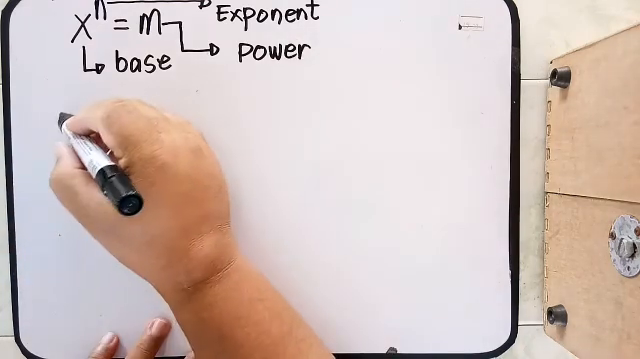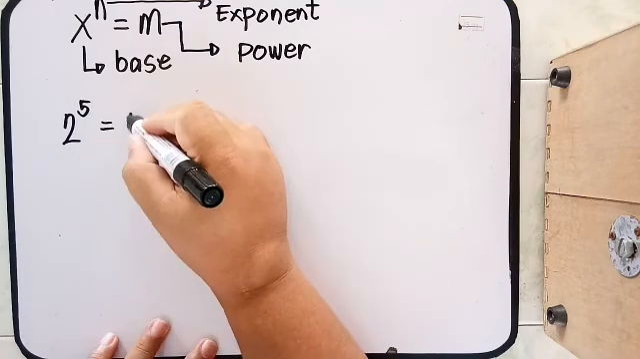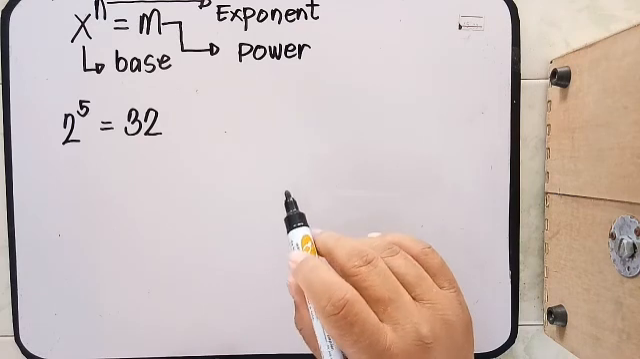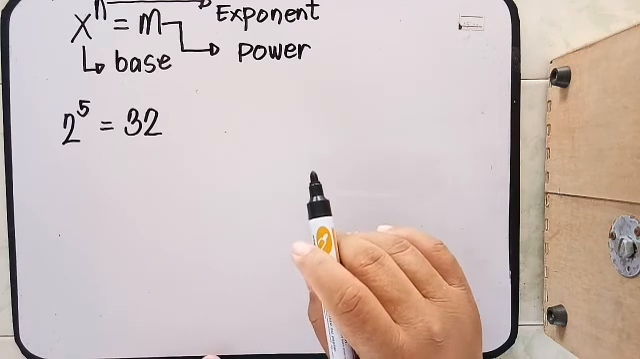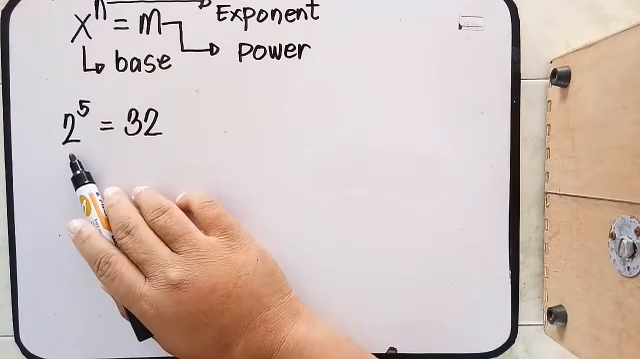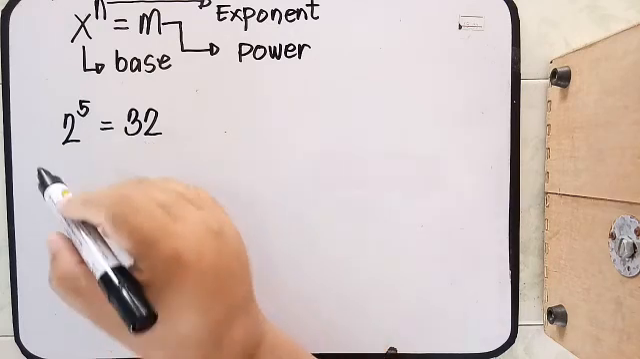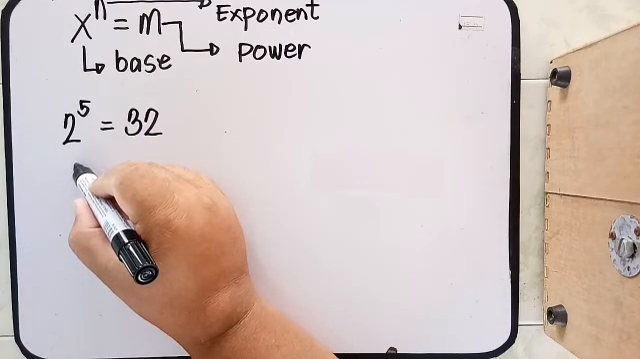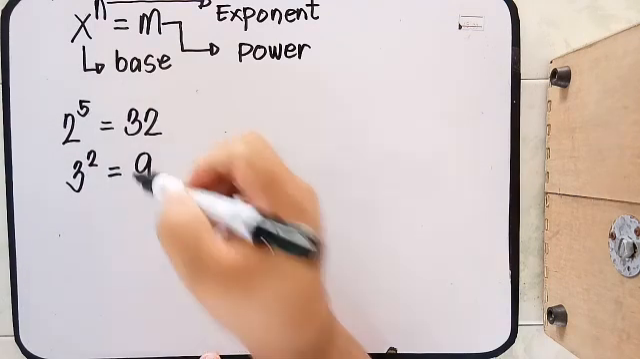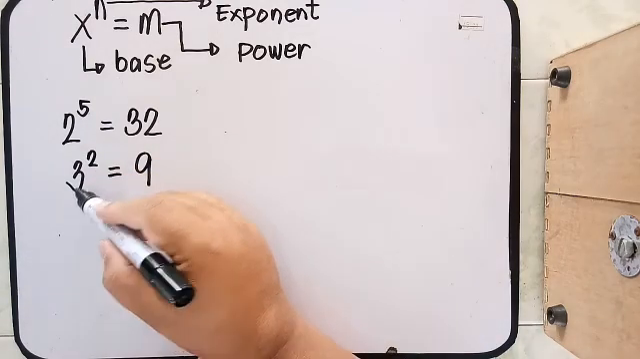Now, let's say I have an expression such as this one, 2 to the 5th. So how are you going to read this? You are going to read this as 2 to the exponent of 5 is equals to 32. Okay. Again, your base is 2. Your exponent is 5. And your power is 32. And another one is, let's say we have here 3 squared is equals to 9. Your exponent is 2, your base is 3, and your power is 9.